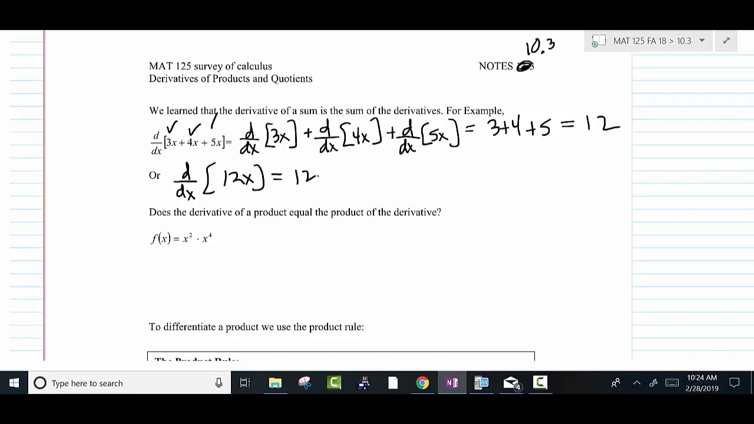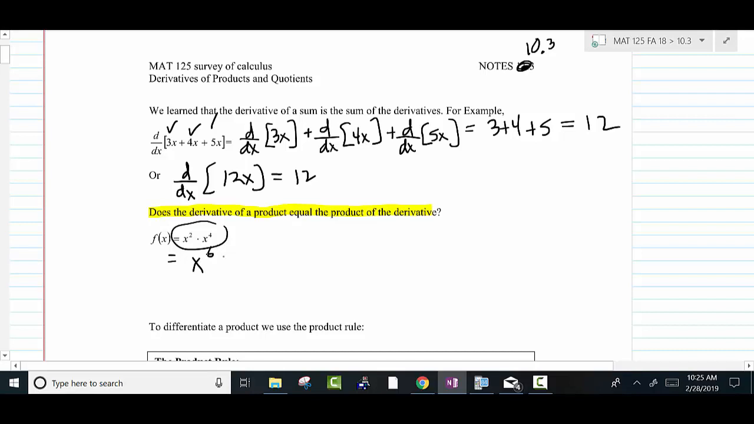So that's what we've been working on the last couple of weeks. But it's a little bit different if you have a product. So let me show you what happens then. The question I'm asking you is, does the derivative of a product equal the product of the derivatives? Okay, well, let's find out. First of all, let's do it this way. If you just multiply those two numbers, what do you get? x to the 6th, right? You add the exponents because you're totaling how many x's we have.